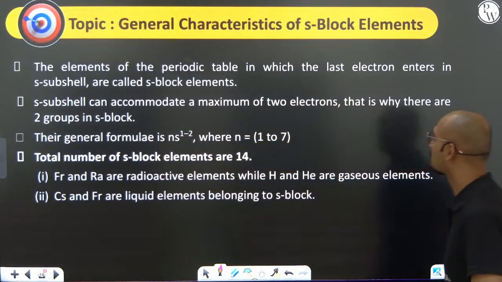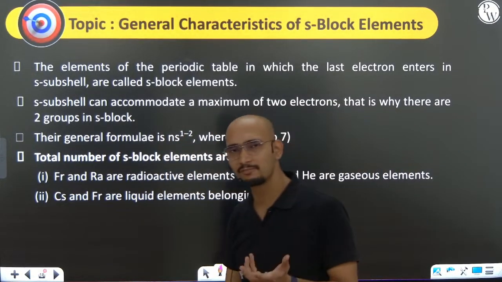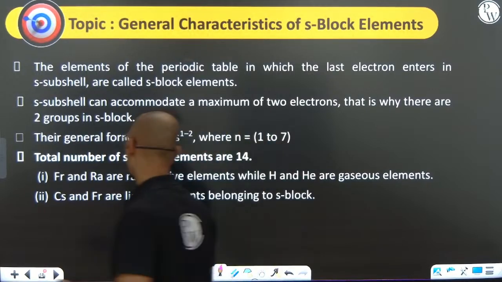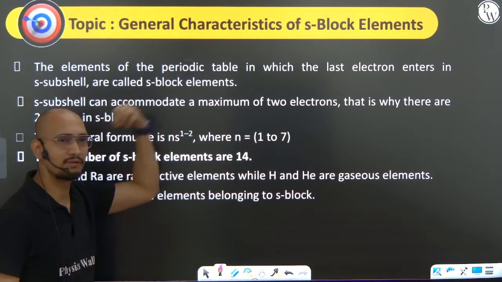Now general characteristics of s-block elements. Now we are going to talk about the s, p, d, f elements. Now, in these elements, the last electron will enter the s subshell.